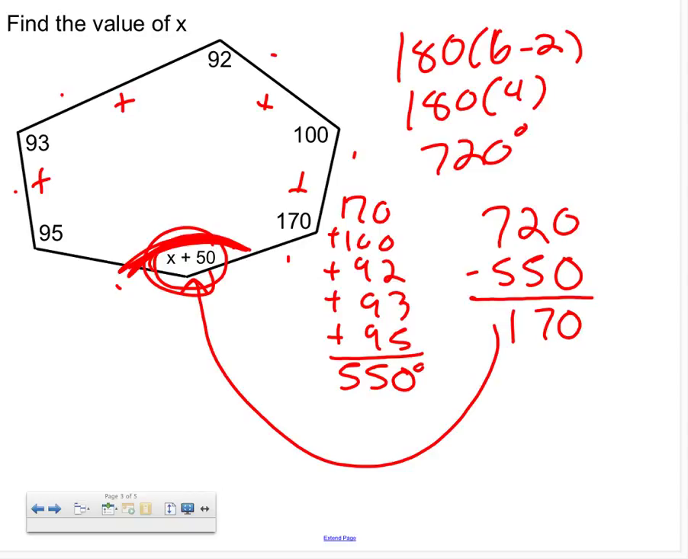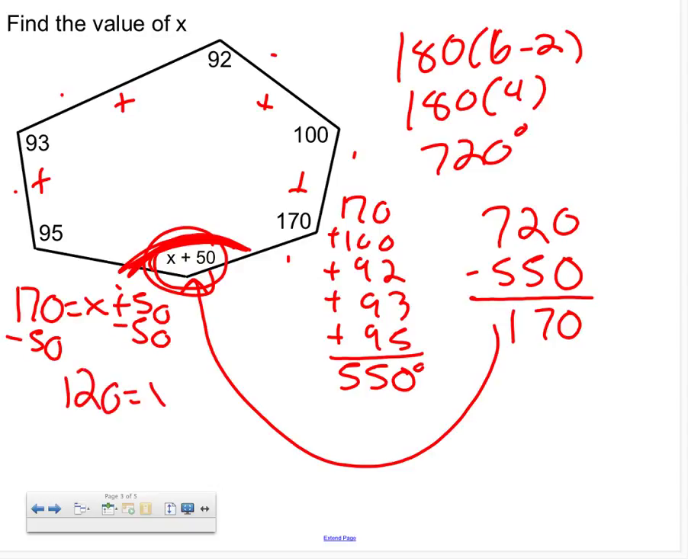So I have to do another little quick equation here. If the entire arc is 170, and that's what x plus 50 is, then to get x, I'm just going to subtract off that extra 50, because I don't want that 50 in that 170, and 120 would be what my missing variable is. So my missing variable is going to be 120 degrees, is what x stands for.